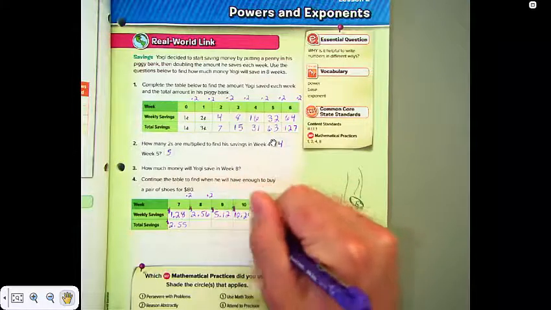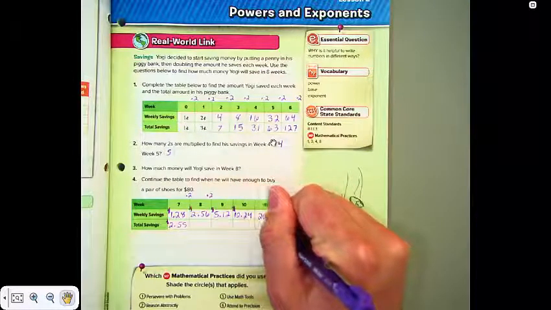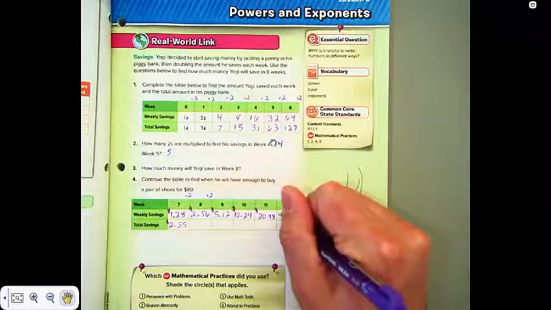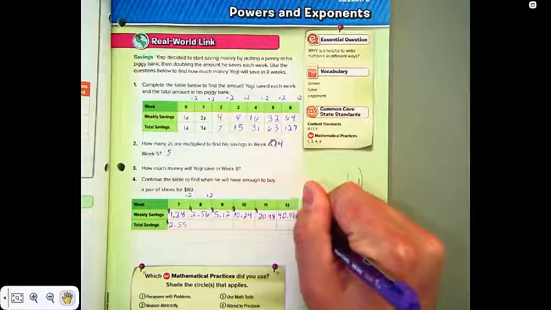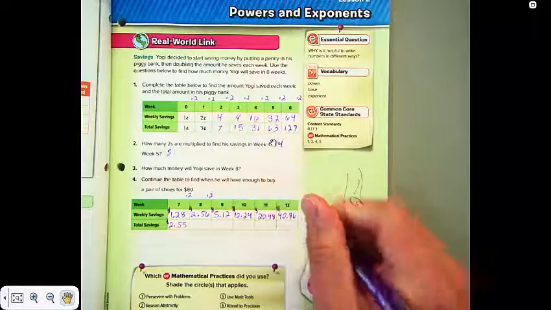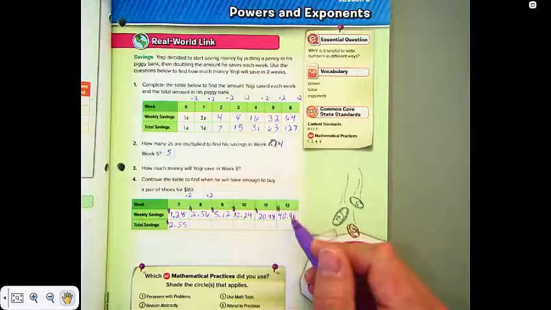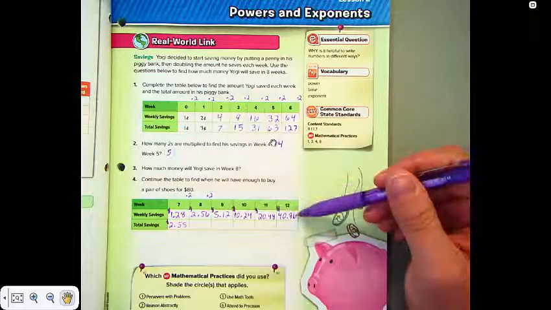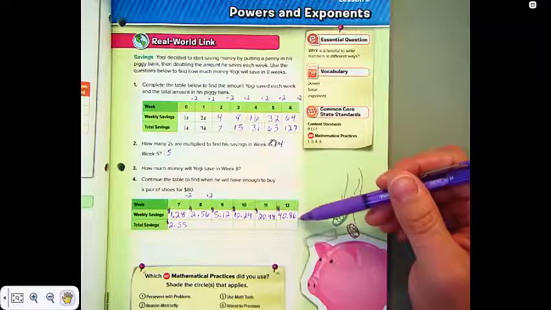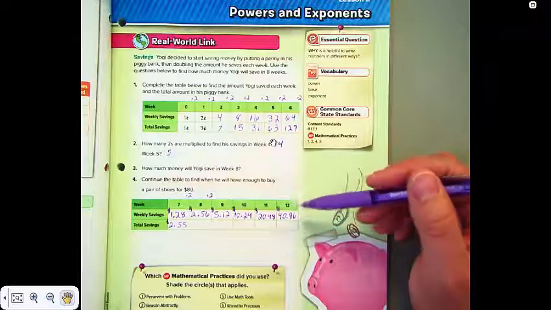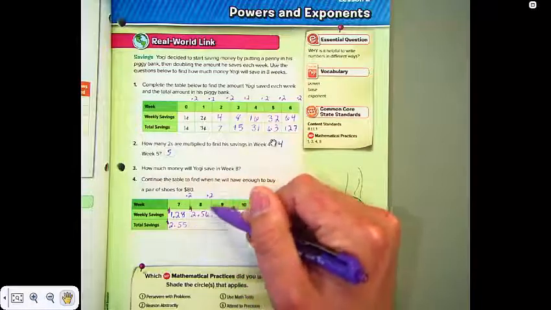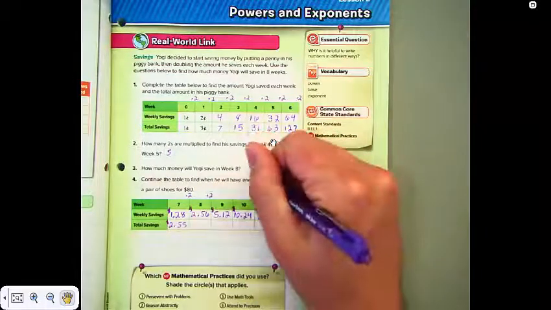I'm just going to keep doubling all these. So we have the 1024 times 2 will give us 2048. We do that times 2, and we get 4096. Now you notice on that week 12 there, look at how much he's putting into his piggy bank by doubling. We started way over here at a penny, we kept doubling, and we ended up way over here. So how much money will Yogi save? Week 8, we look at week 8 here, how much is he going to contribute to his savings? Our answer, we discover, is right there.